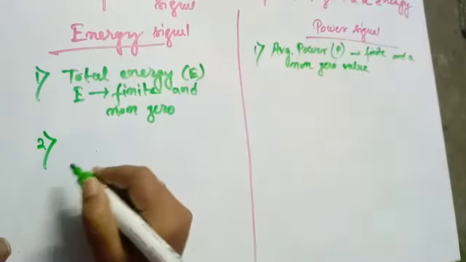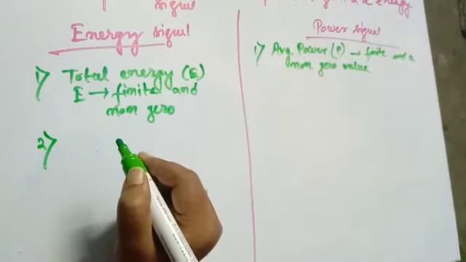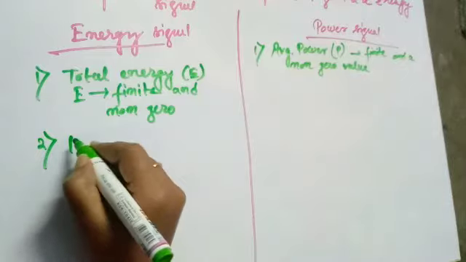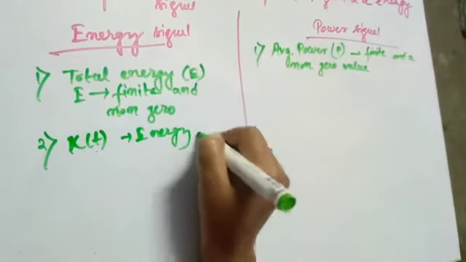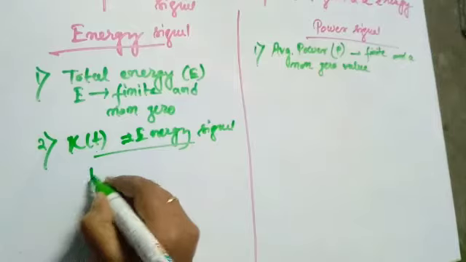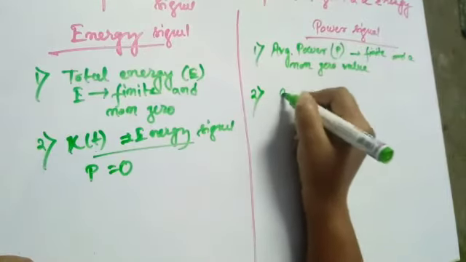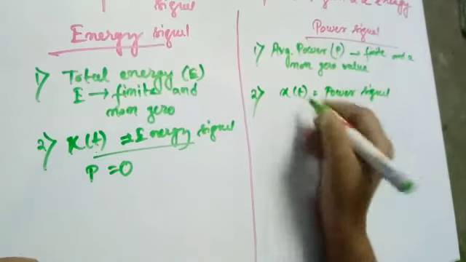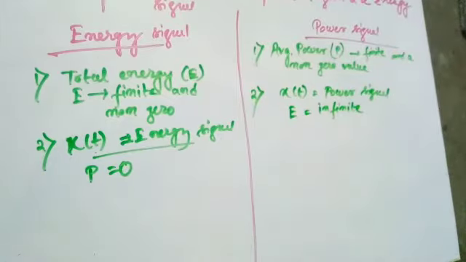Number 2, the average power of an energy signal will be 0. That means if x(t) is an energy signal, then its average power is equal to 0. For a power signal, if x(t) is a power signal, then its energy will be infinite. Not 0, it is infinite.